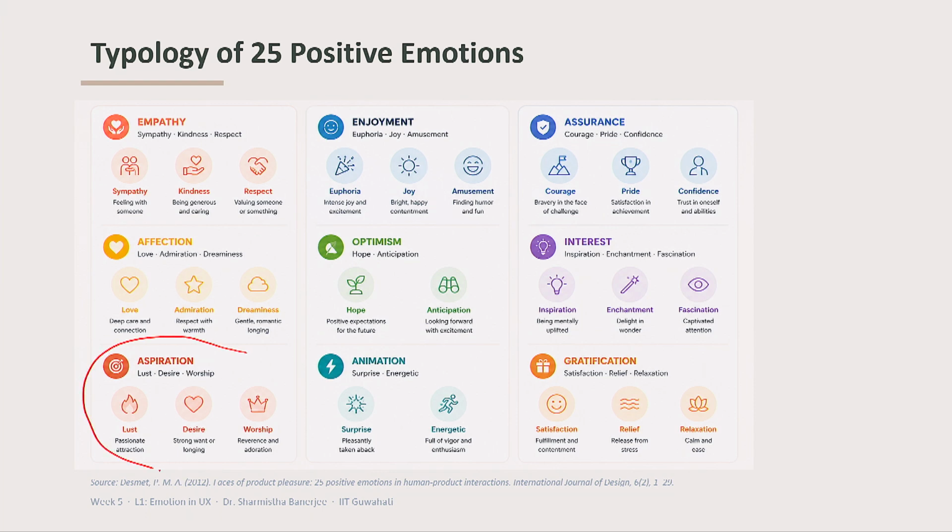The next one is aspiration. Here I have 3 different points: lust, desire and worship. In lust, I have a passionate attraction. So you can see all these deodorant ads, they try to exploit this particular emotion. In desire, you have a strong want or longing to get something. And in worship, there is reverence and adoration.